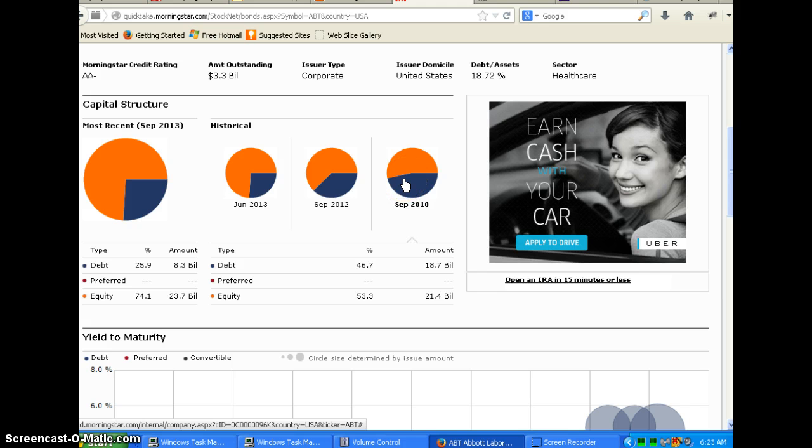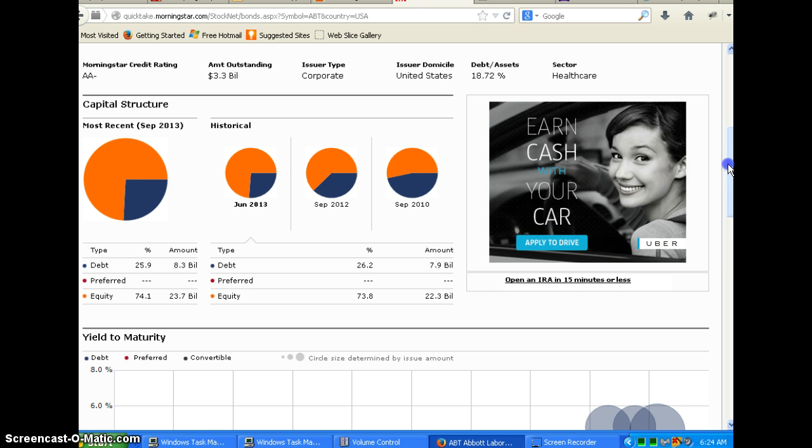Right here, 46.7% was debt. 2012, 2 years later, 37.6% was debt. Now it's down to 26.2%, and now they're at 25.9% debt. So what that means is the debt portion of the capital structure is getting smaller and smaller.